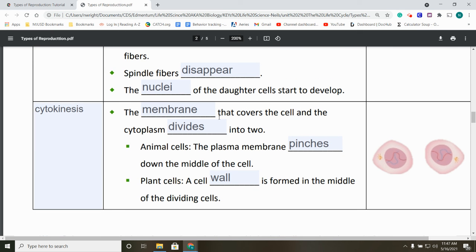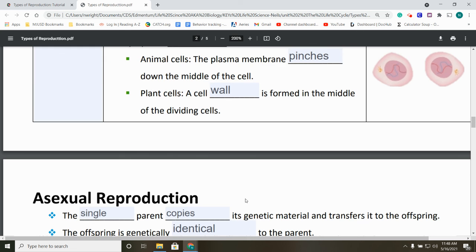Cytokinesis. The membrane that covers the cell and the cytoplasm divides into two. In animal cells, the plasma membrane pinches down the middle of the cell. In plant cells, a cell wall is formed in the middle of the dividing cells.